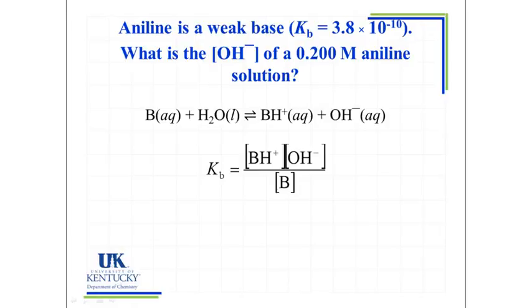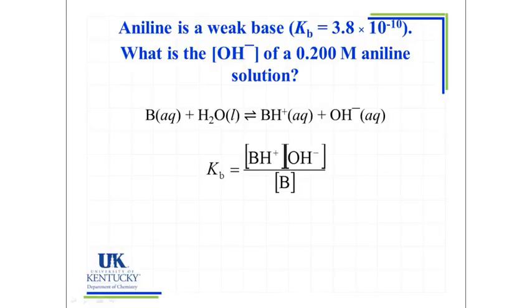So I have B standing for base plus water, and I know that bases are going to act as a proton acceptor, so I'm going to make my products BH plus and OH minus. My law of mass action then becomes BH plus times hydroxide concentration divided by my base concentration at equilibrium. I don't include the water because it's in the liquid phase, and pure liquids are not included in the law of mass action.